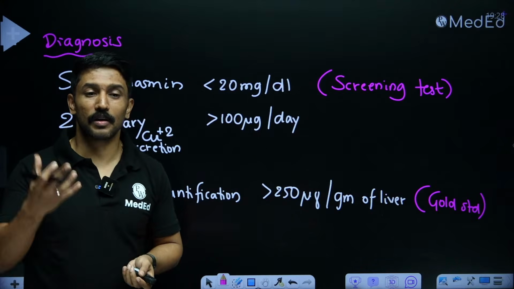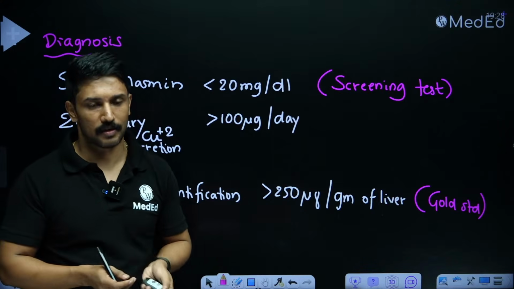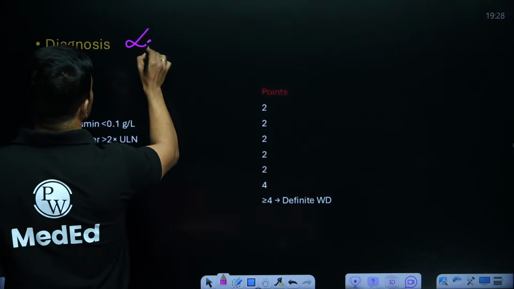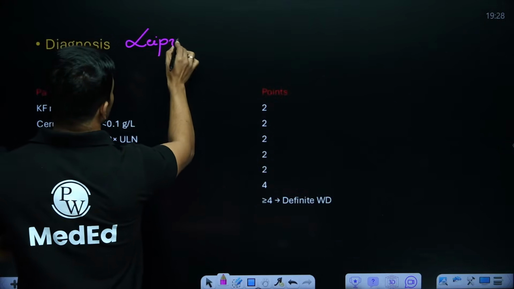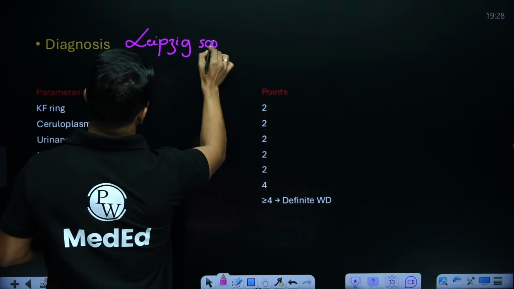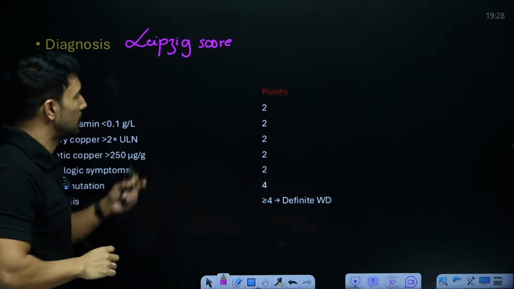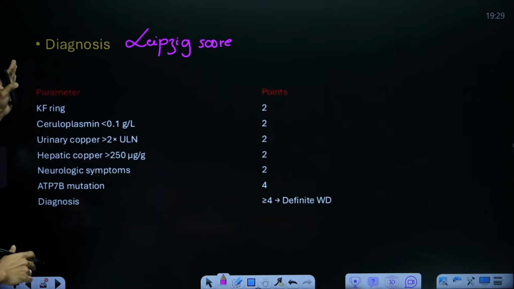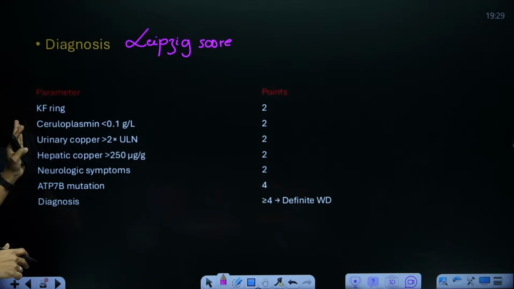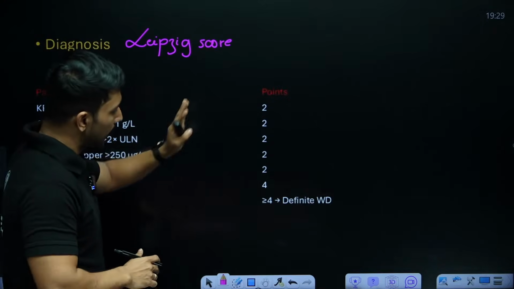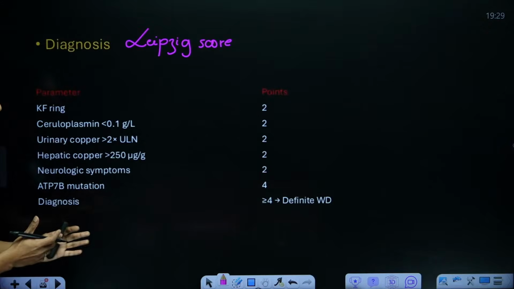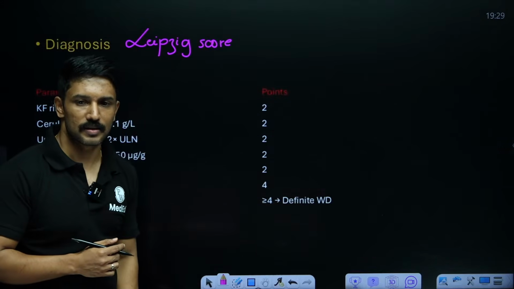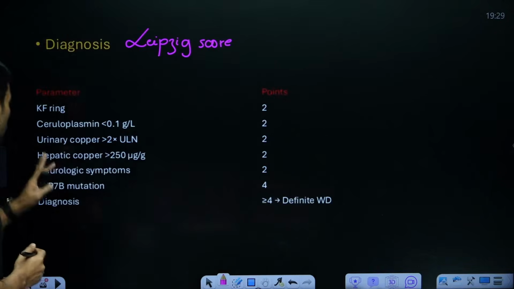But if you ask me, sir, how do you diagnose Wilson disease in real practice? In real practice, we follow something called the Leipzig score. This may be a potential MCQ point, at least the name, for the INI-CET. In this score, the features of Wilson disease are assigned different scores, and when the cumulative score in a patient is more than or equal to 4, it is suggestive of definitive Wilson disease. So what are the components?